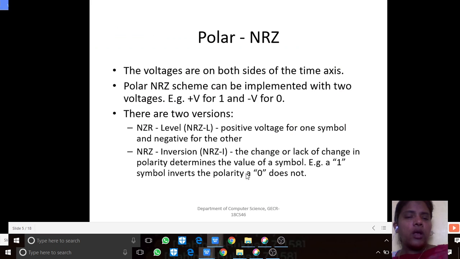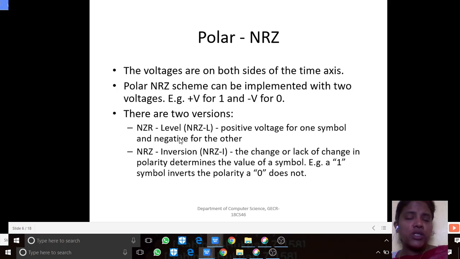Now let us see polar non-return to zero. Unlike unipolar, in polar the voltages are on both sides of the time axis, above and below. Polar NRZ scheme can be implemented with two voltages, for example plus V for 1 and minus V for 0. There are two versions of polar NRZ: NRZ-L and NRZ-I. NRZ-L stands for NRZ level, and NRZ-I represents NRZ inversion.